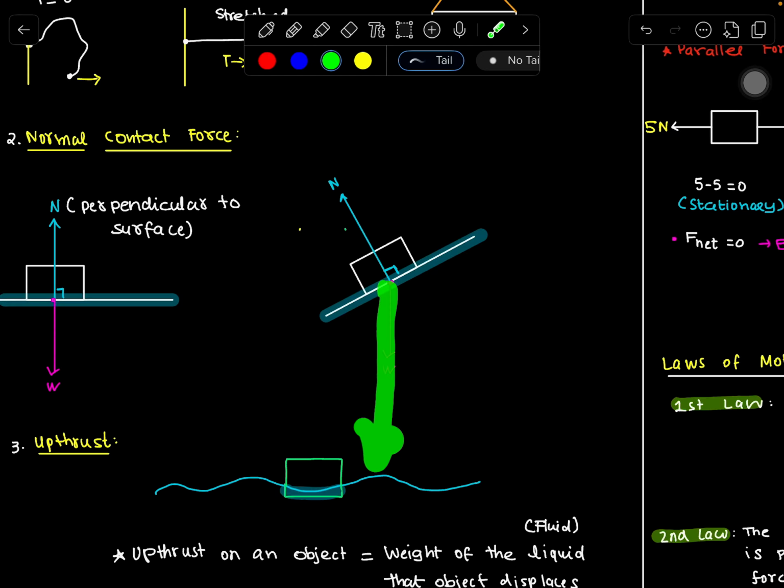Weight is always downwards. It doesn't matter if the surface is sloped, slanted, straight, or whatever. It's always going to be downwards. However, normal reaction force is always perpendicular to the surface. So this is your surface. You're going to draw a line that is at 90 degrees to your surface. So this is your normal contact force.